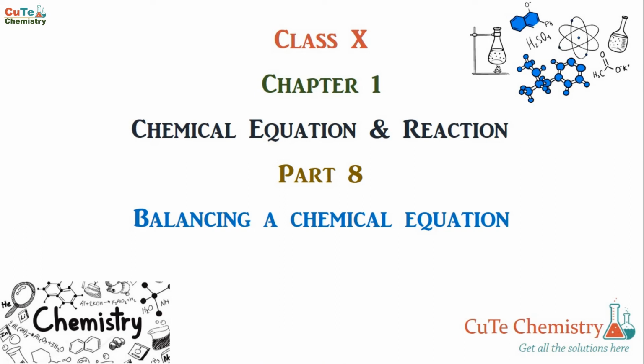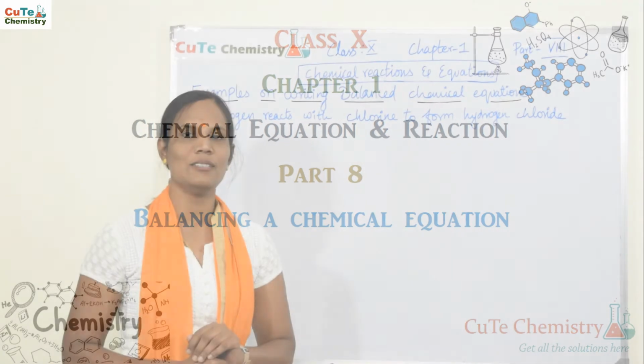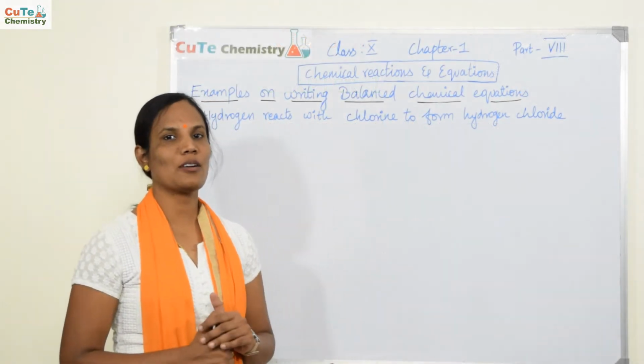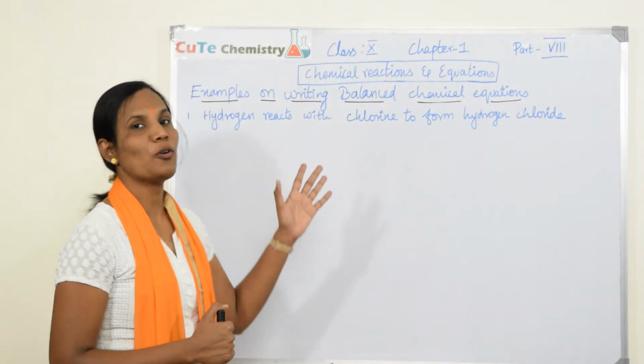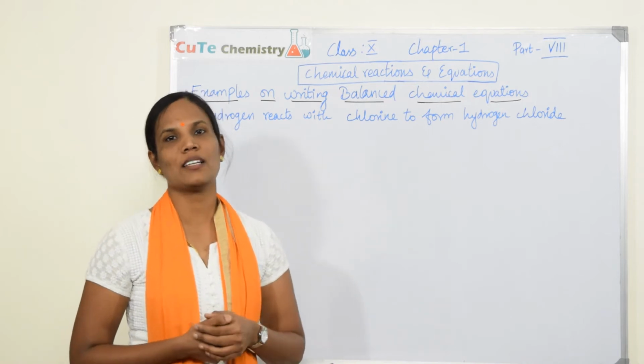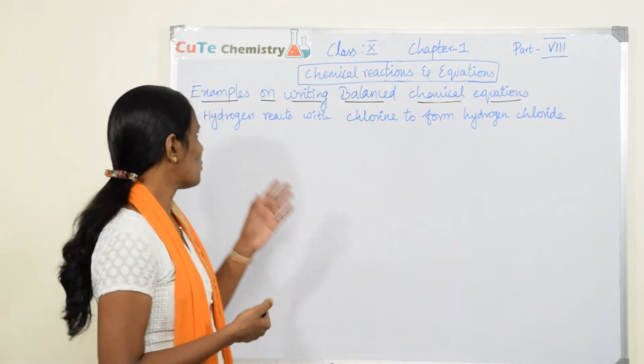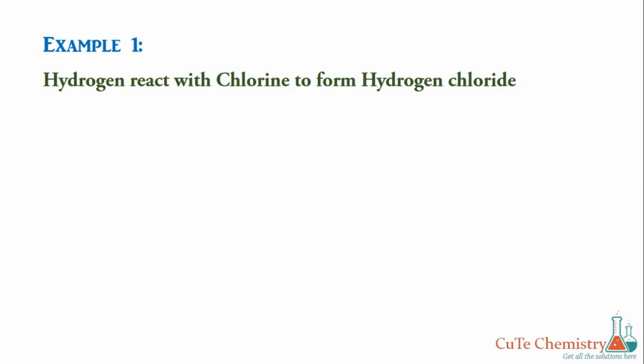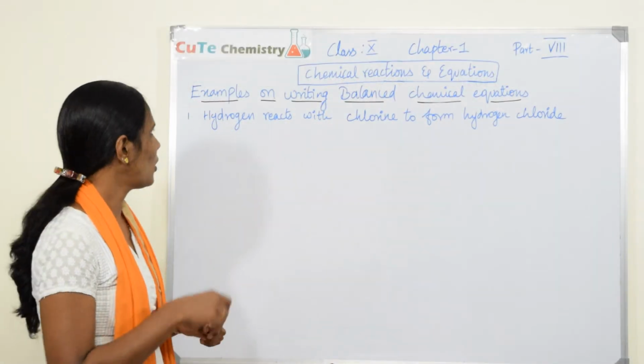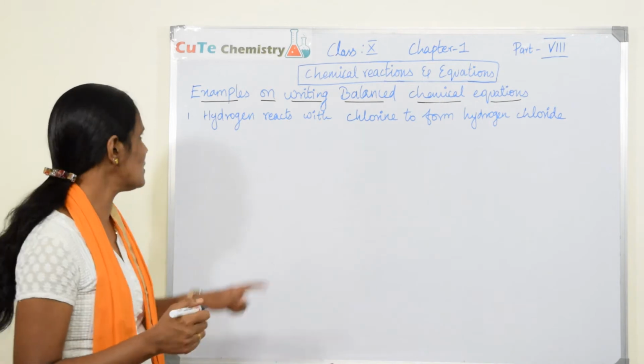We are in part 8 of chemical reactions and equations, and in today's class we are going to study a few more examples on how to balance a chemical equation. So the question is, hydrogen reacts with chlorine to form hydrogen chloride. So I'll write the chemical equation for this.